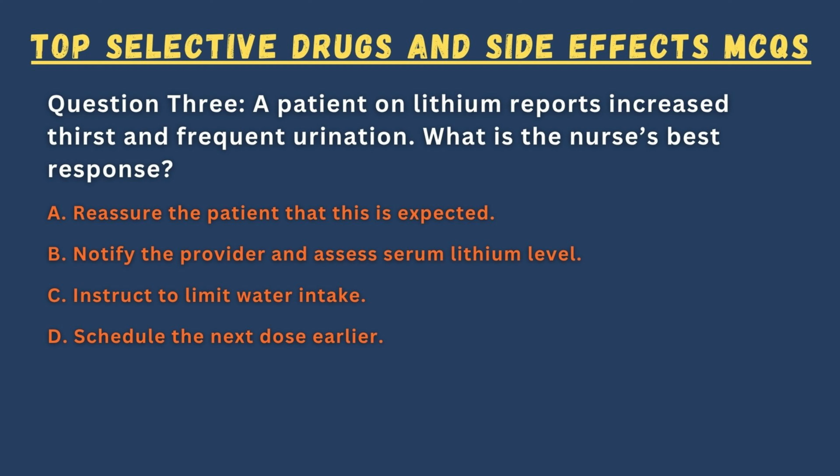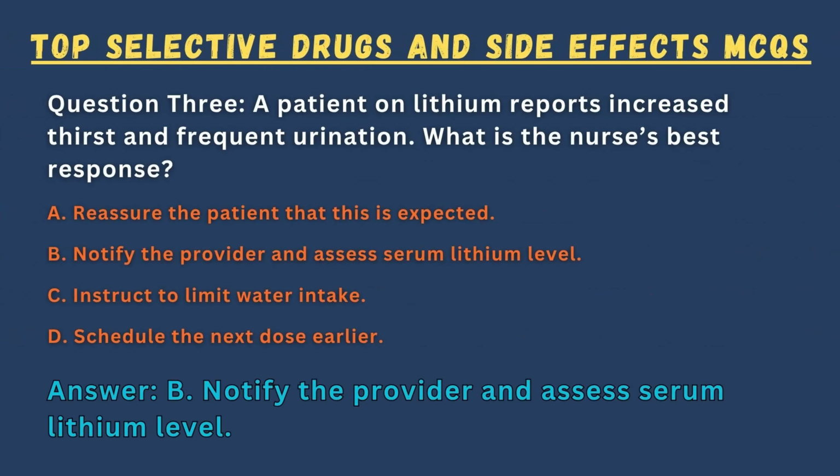Question 3. A patient on lithium reports increased thirst and frequent urination. What is the nurse's best response? A. Reassure the patient that this is expected. B. Notify the provider and assess serum lithium level. C. Instruct to limit water intake. D. Schedule the next dose earlier. Answer. B. Notify the provider and assess serum lithium level.